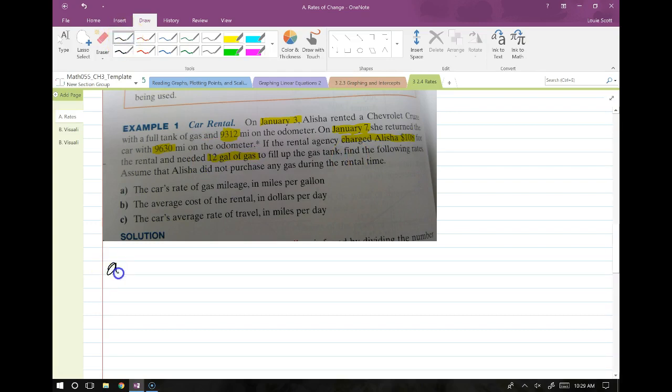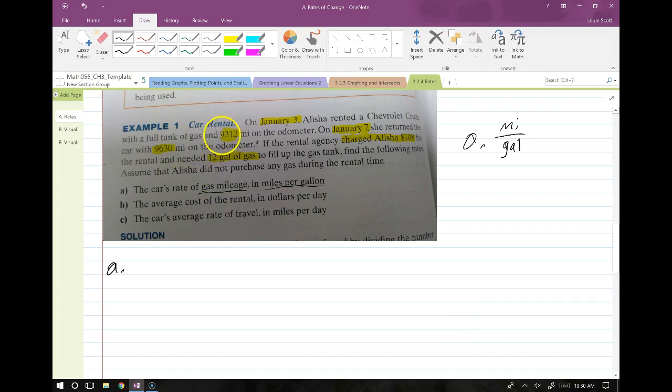Okay, so rate A. They want us to find the car's rate of gas mileage in miles per gallon. So what we want is miles per gallon, right? Gas mileage in miles per gallon. So for A, we want it in miles per gallon. This is the G. Okay, so first of all, we need to calculate the miles, right? So how many miles did she drive?